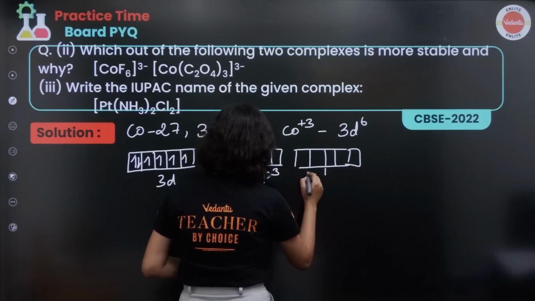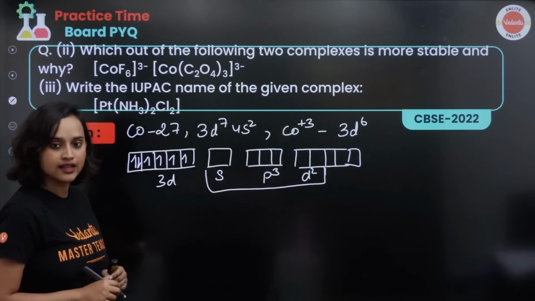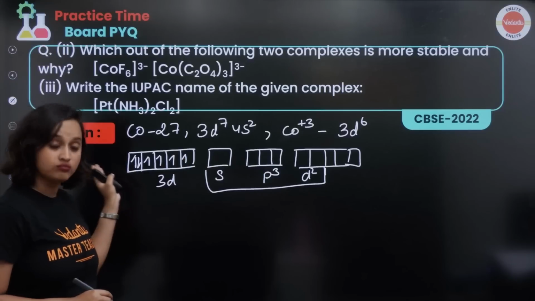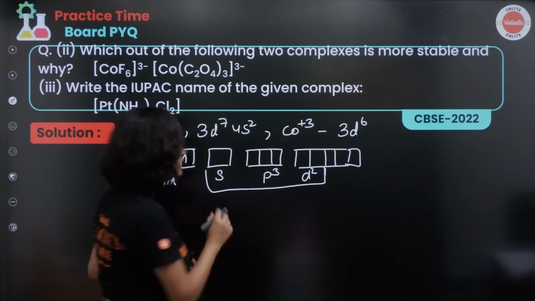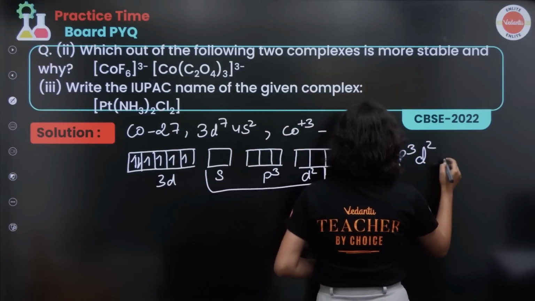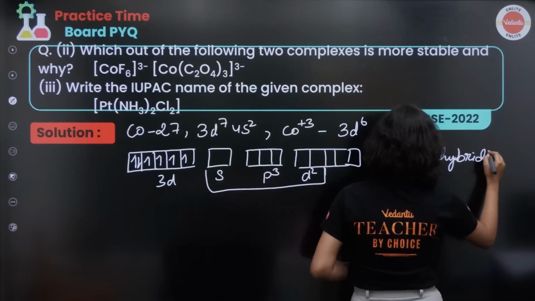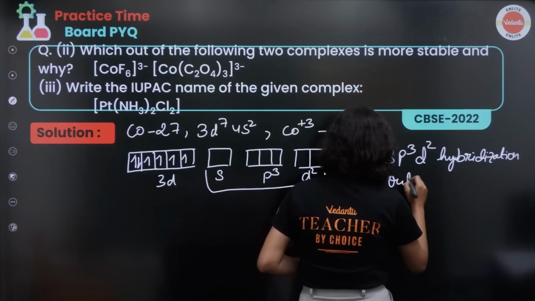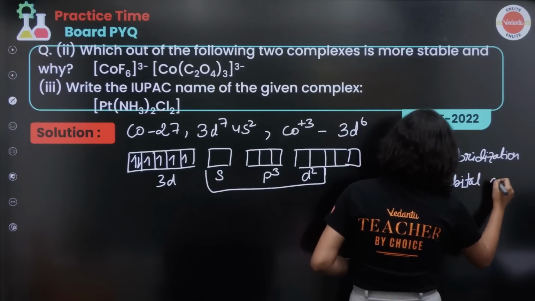So this is what it is going to take. Alright, so there are 4 unpaired electrons, no pairing has happened. So can I write here, it is sp3d2 hybridization, and it is forming an outer orbital complex. Yes, it is forming an outer orbital complex.